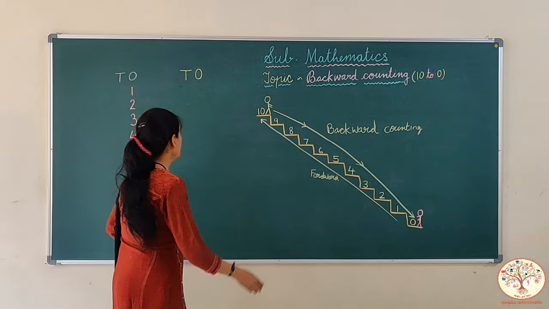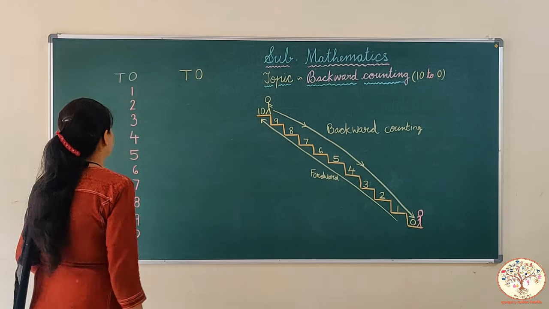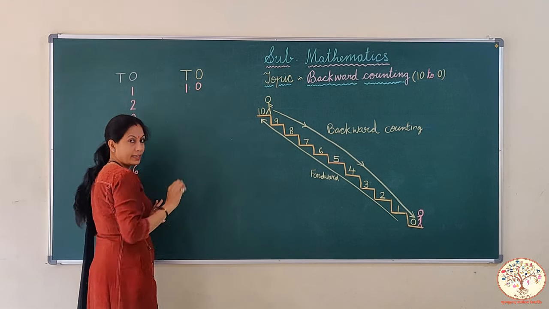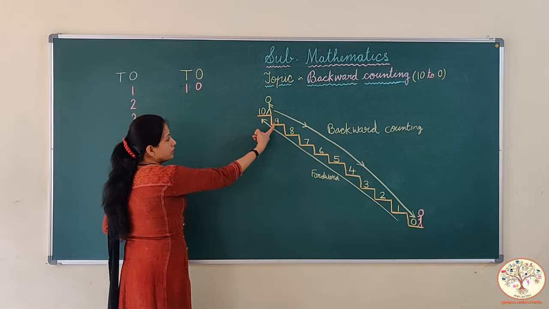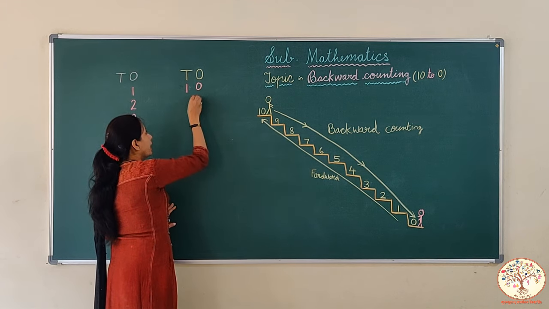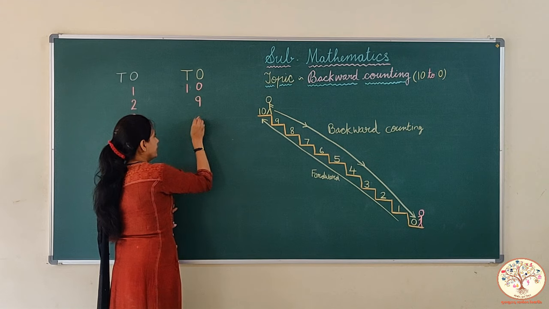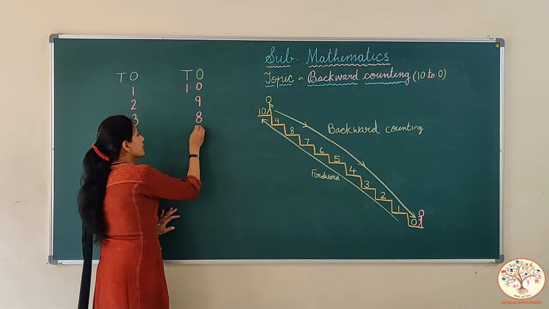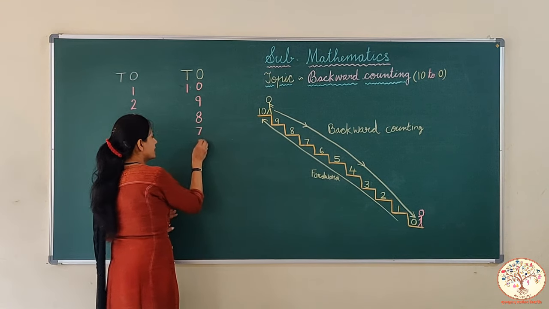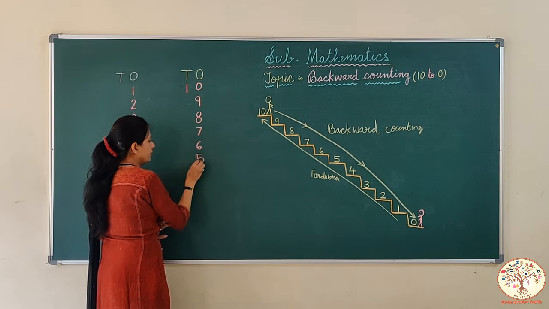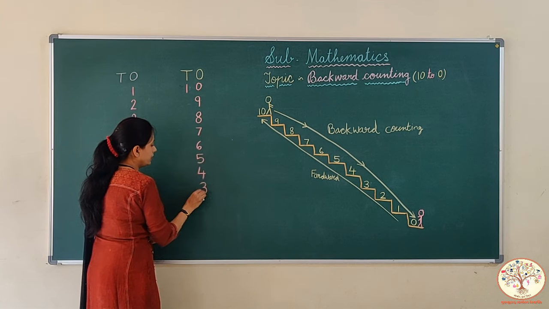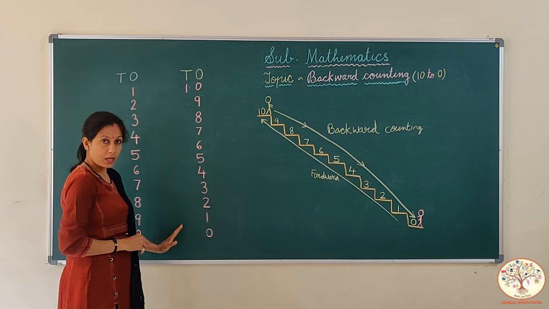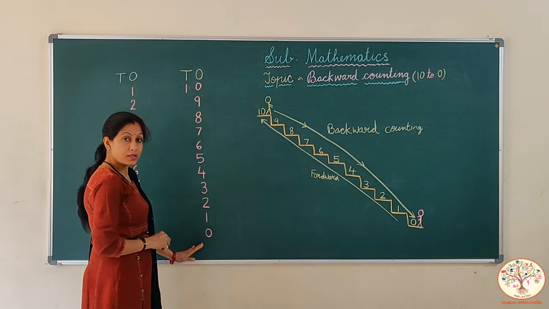Now, I will write this counting on the board. Okay? First, I am on the position of 10. 1, 0, 10. Now, what comes after 10 in backward counting? 9. Then, 8. After it, I reach number 7, then 6, 5, 4, 3, 2, 1 and 0. This is backward counting from 10 to 0.